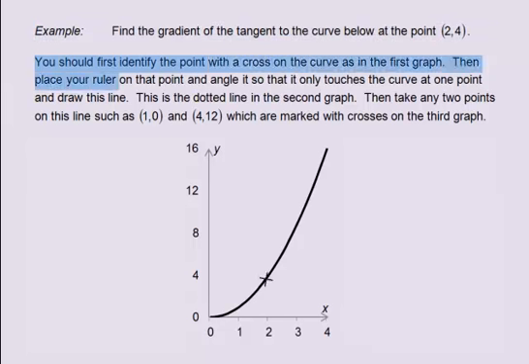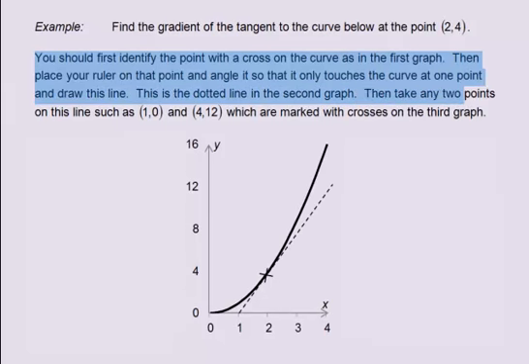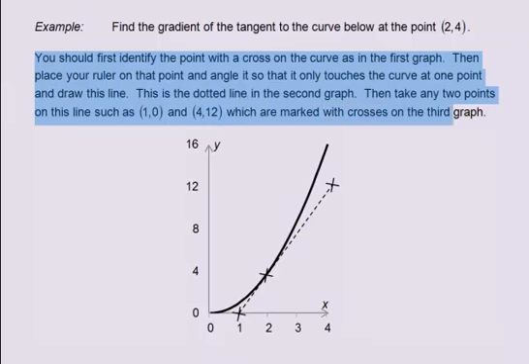Then, place your ruler on that point and angle it so that it only touches the curve at one point, and draw this line. This is the dotted line. Then take any 2 points on this line, such as (1, 0) and (4, 12), which are marked with crosses.